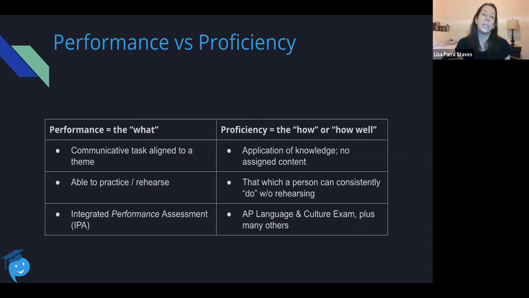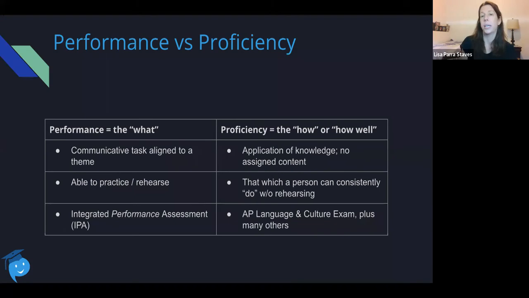A performance is something that you're able to practice ahead of time, something that you're able to rehearse. I also have a background in music, so this makes me think of concerts and performances. We practice and practice and practice before we take the stage. And a way that we can use performances as assessments in our classroom are our IPAs, the Integrated Performance Assessments.